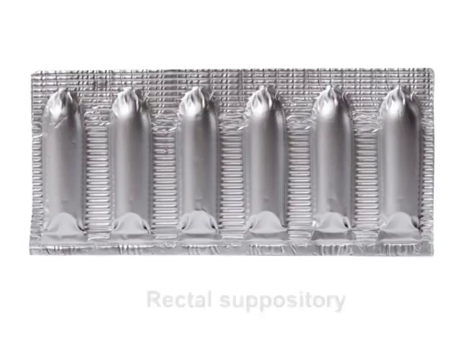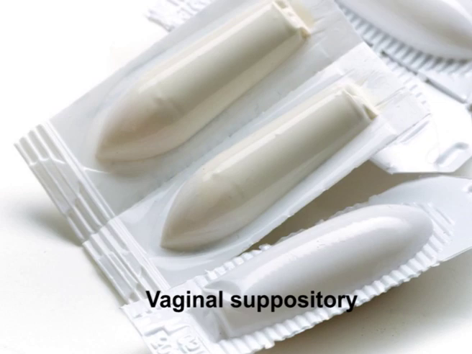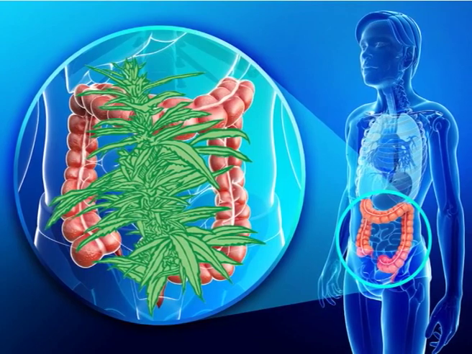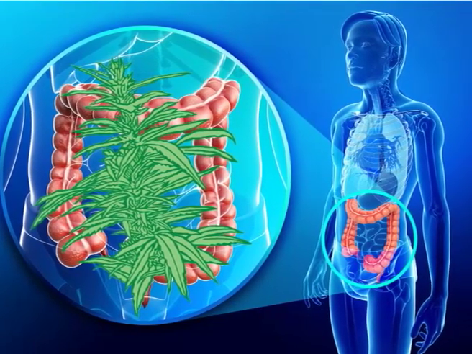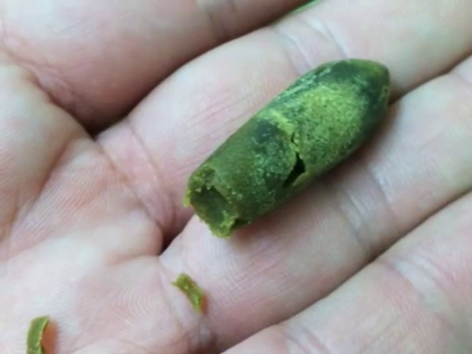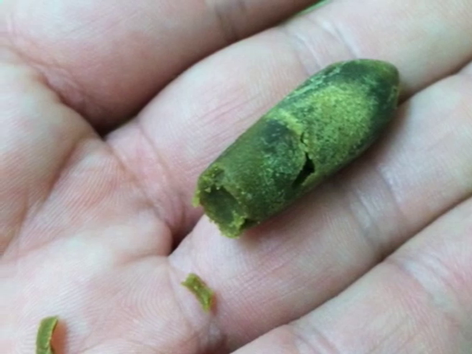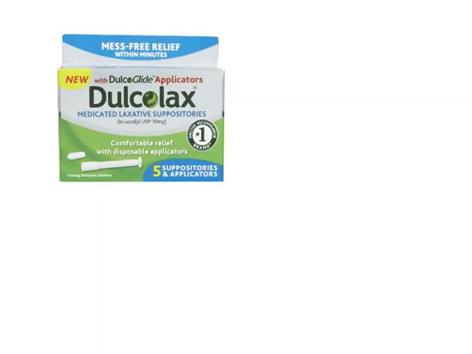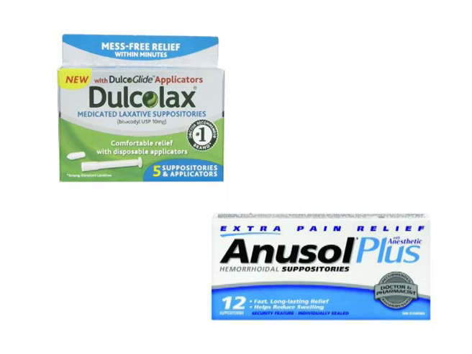A suppository is a drug delivery system that is inserted into the rectum, that is rectal suppository, into the vagina, that is vaginal suppository, or into the urethra, that is urethral suppository, where it dissolves or melts and is absorbed into the bloodstream. They are used to deliver both systemically and locally acting medications. Examples: Dulcolax, that is bisacodyl suppositories, Anusol-HC, and hydrocortisone acetate suppositories.